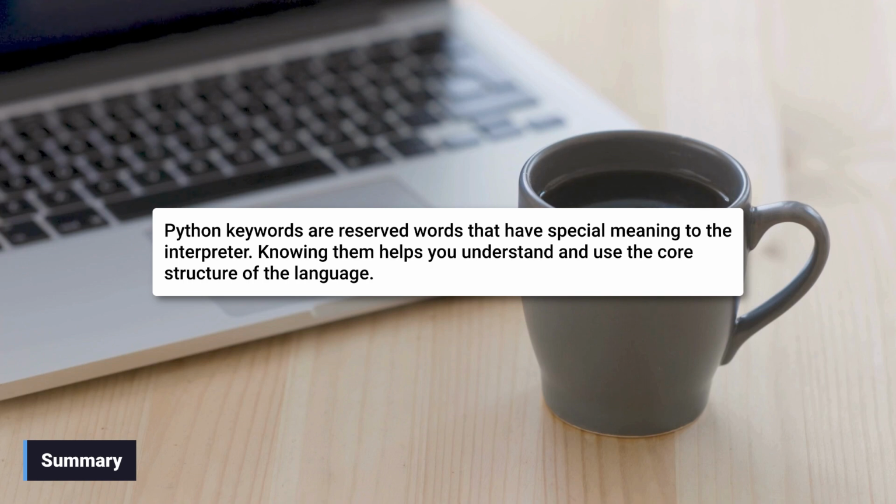To summarize, we've learned the keywords, from simple flow control to advanced functional features like lambda and yield. Knowing these helps you write code correctly and understand what Python is trying to do. This marks the end of section 13.